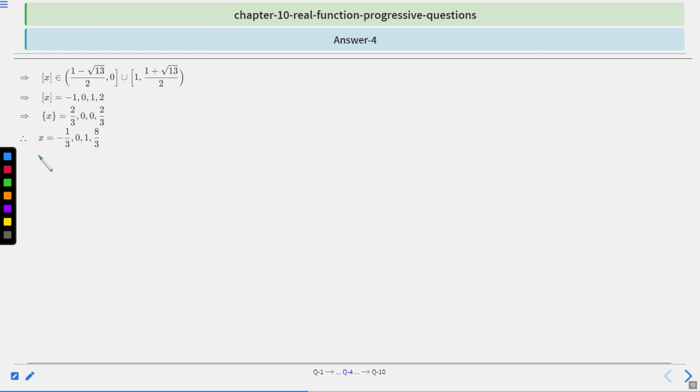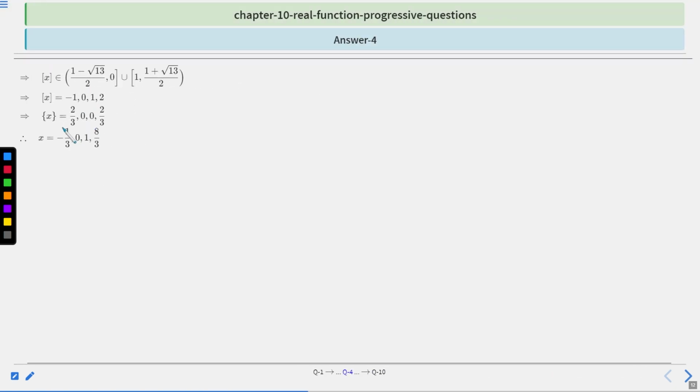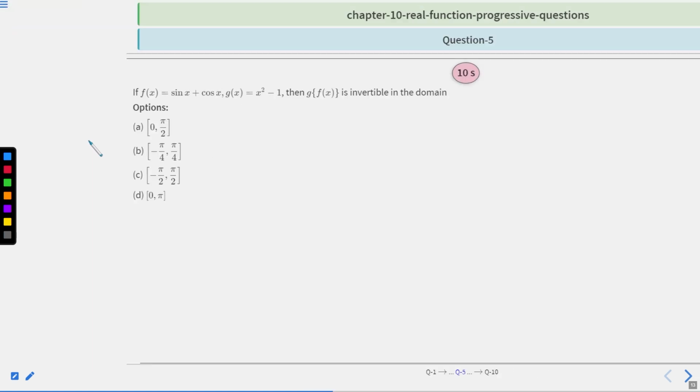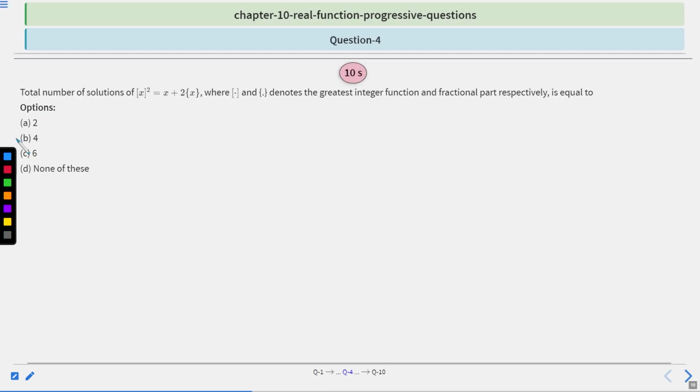So fractional part of x is basically 2 by 3, 0, 0, 2 by 3, while putting the value of greatest integer function of x here, right? You will get fractional part of x here. So x can be, because x we know that is greatest integer function of x plus fractional part of x, so you will add these two. So minus 1 by 3, 0, 1, and 8 by 3 here. So it can be the right choice, 4 values. Total number of solutions, 4 solutions.